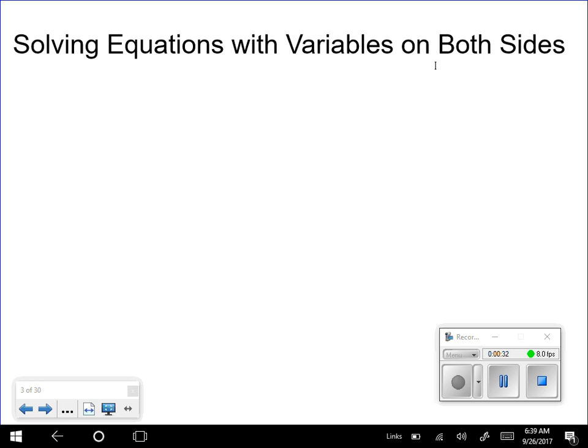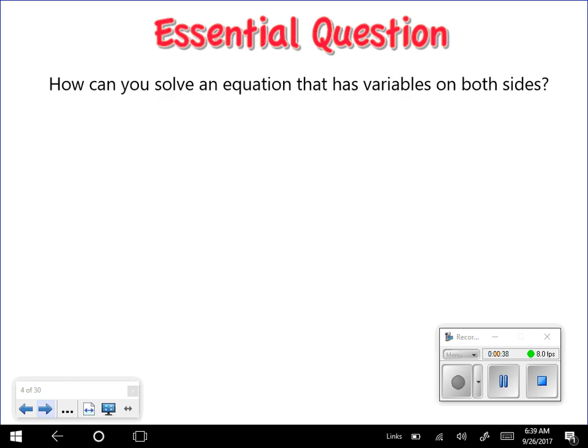So, we have to figure out how we can deal with that. So our question of the day is, how can we solve an equation that has variables on both sides? Remember, our whole goal is to be able to get the variable by itself. So if there's variables on both sides, it's pretty tough to get one variable by itself. So we're going to talk about how do we deal with that.